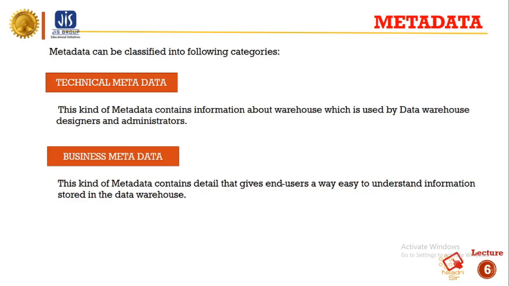So metadata describes the data warehouse and it offers a framework for data. It basically helps us in constructing, preserving, handling, and making use of the data warehouse. It can be characterized into two types. The number one is technical metadata and the next one is business metadata.